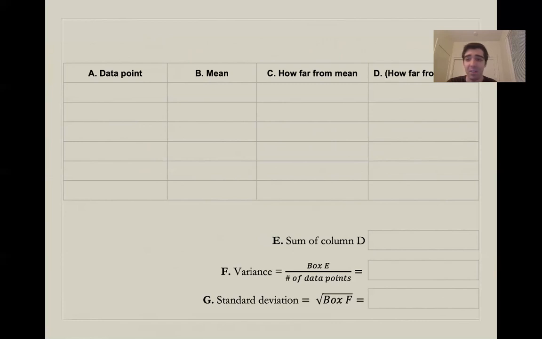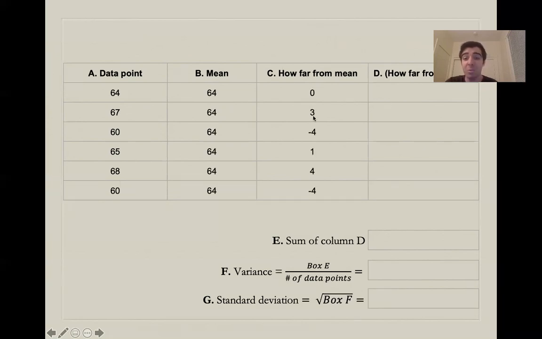Okay, let's have a look at this. The first step is always pretty easy. You're just going to copy all of those data points into the first column. It doesn't really matter what order you go in. Just get them all in there. Then calculate the mean. If I add all of these up and divide by 6, I should get 64. So copy that over and over into this column. Now we're going to find all of the distances of these data points from the mean. So 64 minus 64 is 0. 67 minus 64 is 3, and so on.